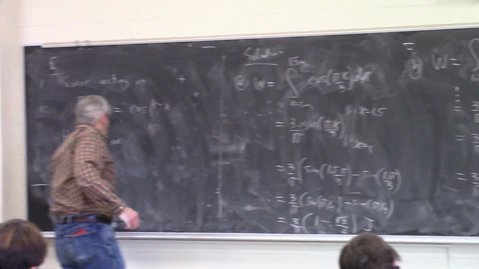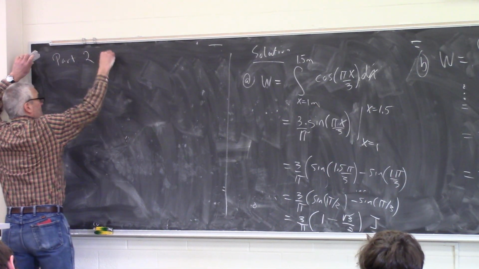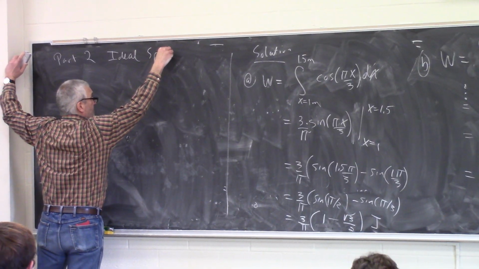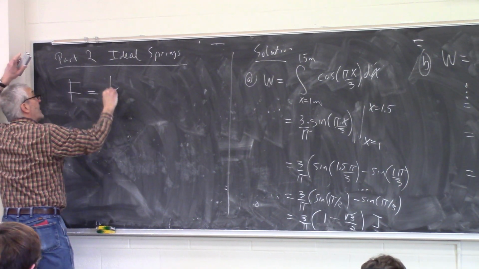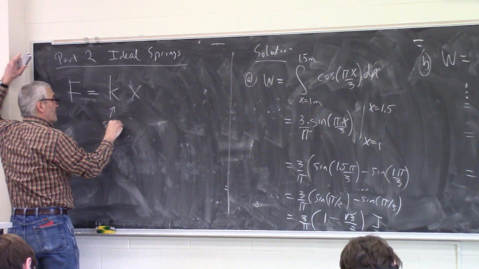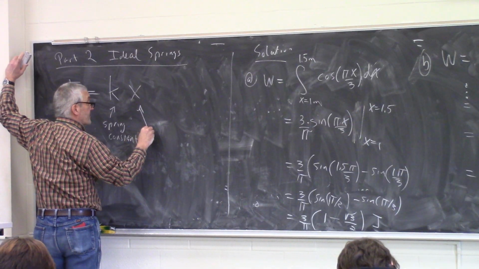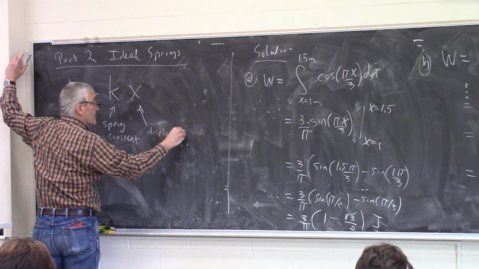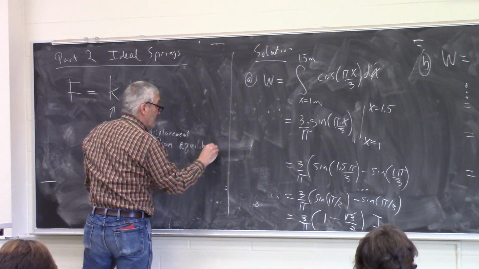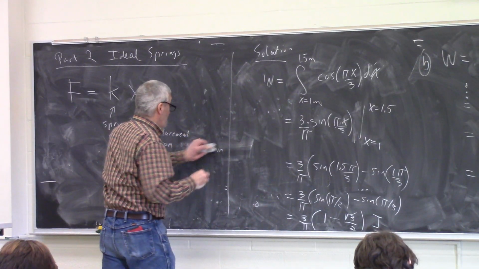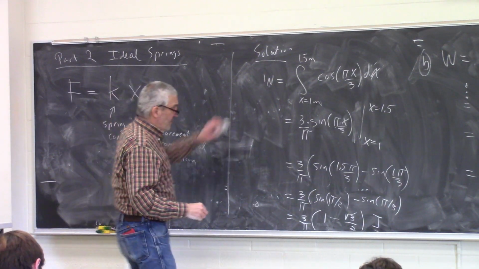Part 2 is springs, ideal springs. So for an ideal spring, force equals Kx, the spring constant, and x is the displacement from equilibrium position, or from the natural position.